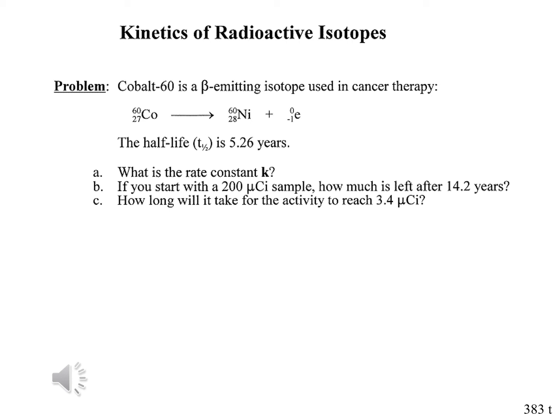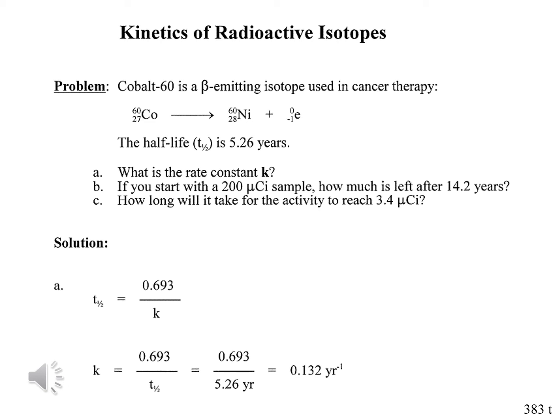I want to first of all calculate the rate constant because that's what you usually have to do first. Then I'm going to ask those kind of questions we did in kinetics. If you start with a certain amount, how much is left, or how long will it take to reach a certain amount? I'm not going to spend a tremendous amount of time on this because we already did these problems in kinetics, but I want to show them to you related to radioactivity. If you want to get the K value that you can plug into the first order equation, you just take 0.693 divided by the half-life gives you the K value.